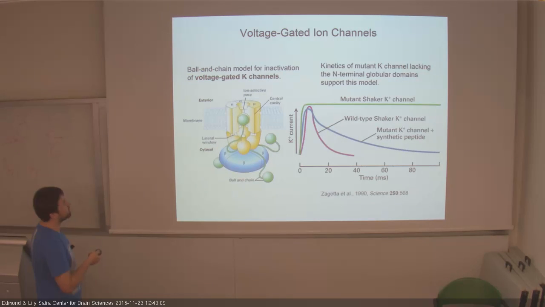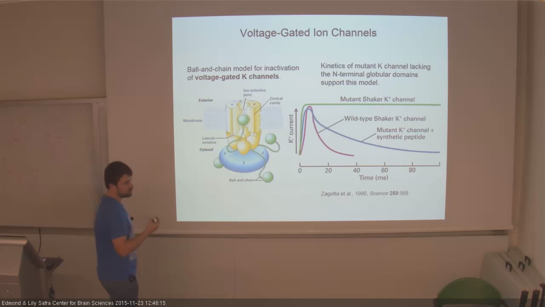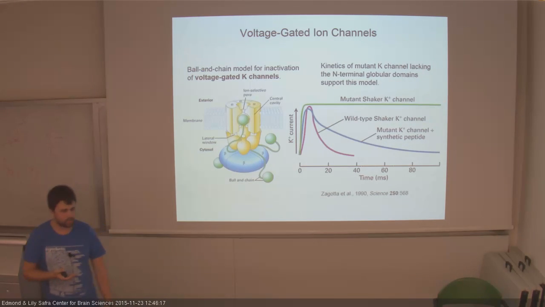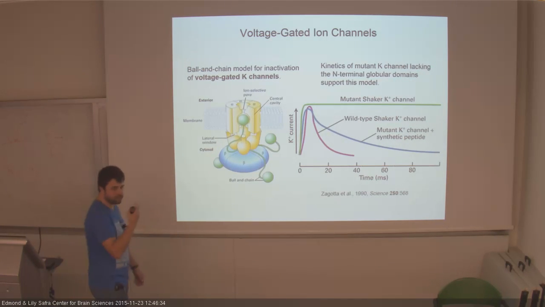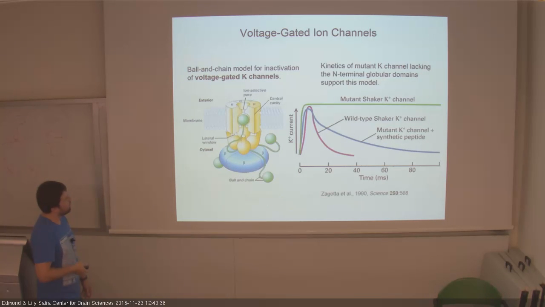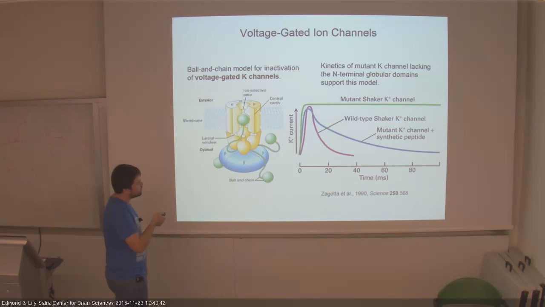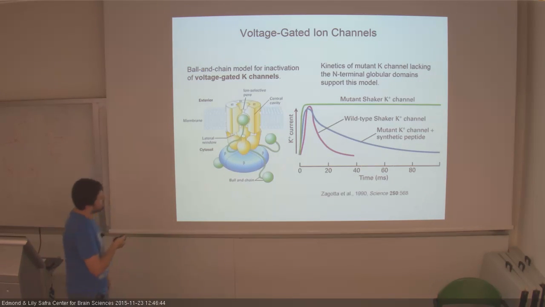The second time, they expressed a mutant channel that didn't have these green segments, so that it lost the ability to perform inactivation. And what they saw is that when they depolarized the membrane, as opposed to the wild type, which is what we see here, the channel did not become inactivated, and the potassium current just kept flowing outside. And when they added a synthetic peptide that they produced to mimic the structure of this part of the protein, they actually rescued this function.